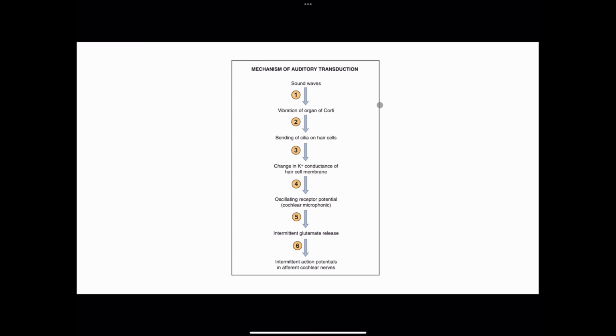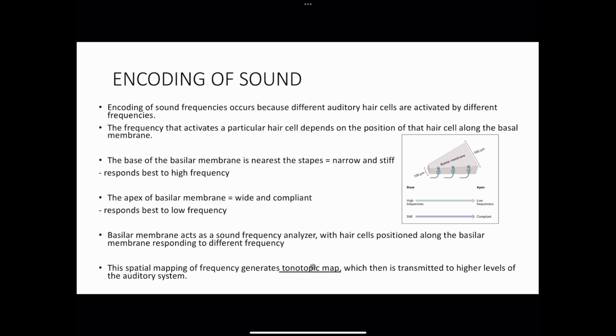So this is the simplified version of the mechanism of auditory transduction, from what I have explained in detail earlier. Sound waves cause vibration of the organ of Corti and bending of the cilia of the hair cells, which will cause depolarization, which means a change in potassium conductance of the hair cell membrane. This process of oscillating receptor potential will cause intermittent glutamate release, which then causes intermittent action potentials in the afferent cochlear nerve.